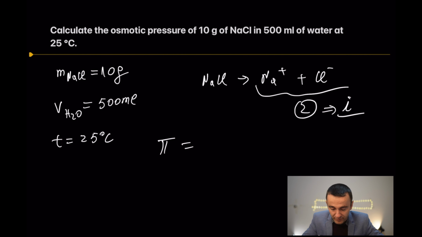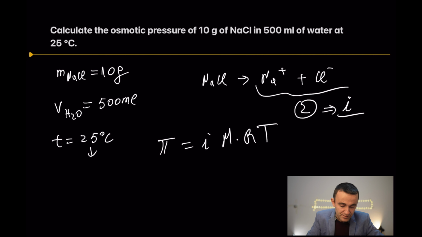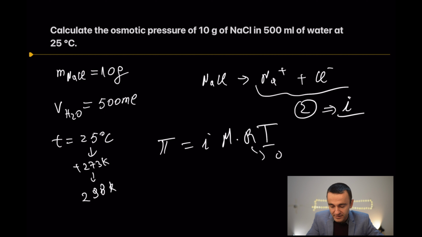We know that osmotic pressure is i multiplied by molarity multiplied by R multiplied by T. Temperature is at 25 degrees Celsius plus 273 Kelvin, is going to be what? 298 Kelvin. So we found the temperature. R, no need to remember it. You can open a general chemistry book and you can find that there. Or ask the best friend that we have, Google, and you can find that easily. 0.0821 liter atmosphere per Kelvin per mole.